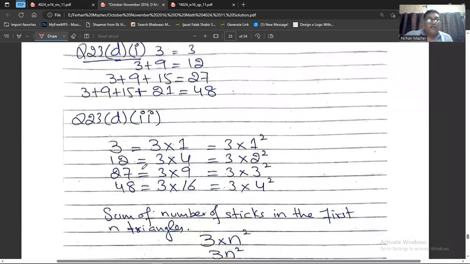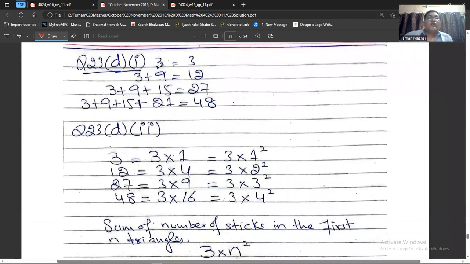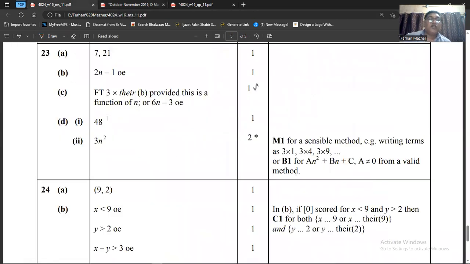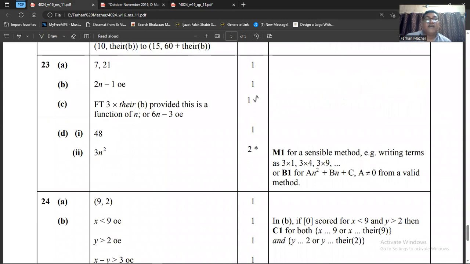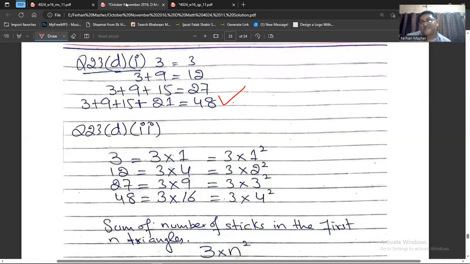So here we go. In the first triangle, we have 3. In the first two triangles, we have 3 plus 9. That will be 12. In the first three triangles, we have 3, 9 plus 15. That's 27. And then for the first four triangles, it will be 3 plus 9 plus 15 plus 21. Number of sticks I am adding up. That will be 48. So my answer is 48. The answer is 48, which is the right answer, sir.